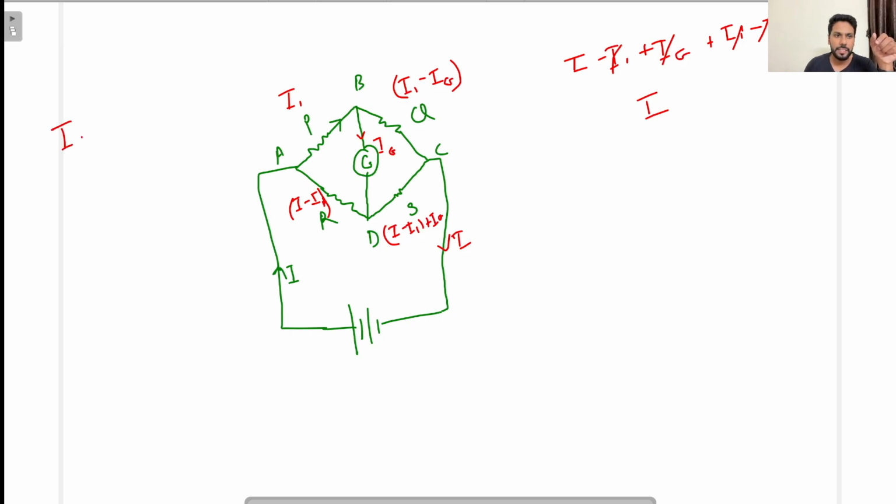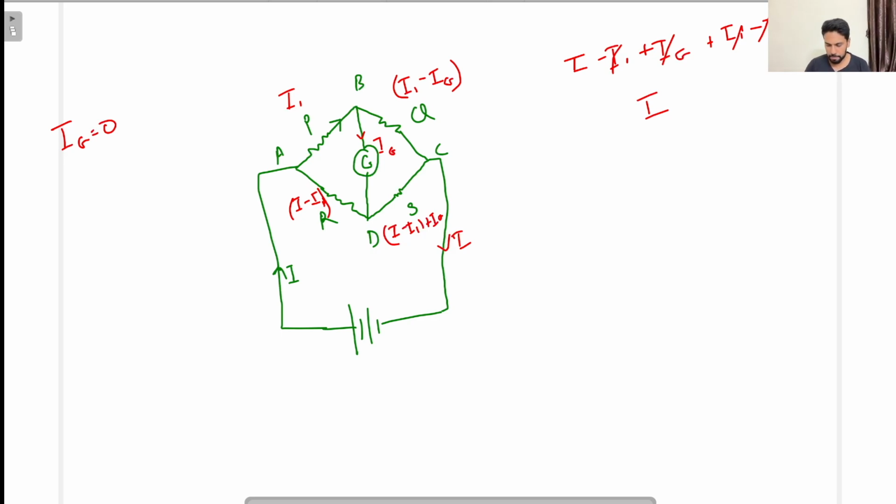Technically, that means Ig should be 0. But when is this possible? This is only possible when the Wheatstone bridge is balanced, and there is a particular relationship between P, Q, R, S. So who decides that Ig should be 0? P, Q, R, S are going to decide that Ig should be 0, and they have a relationship. We are going to find that relationship in this derivation, finding out if the Wheatstone bridge is balanced or not balanced.